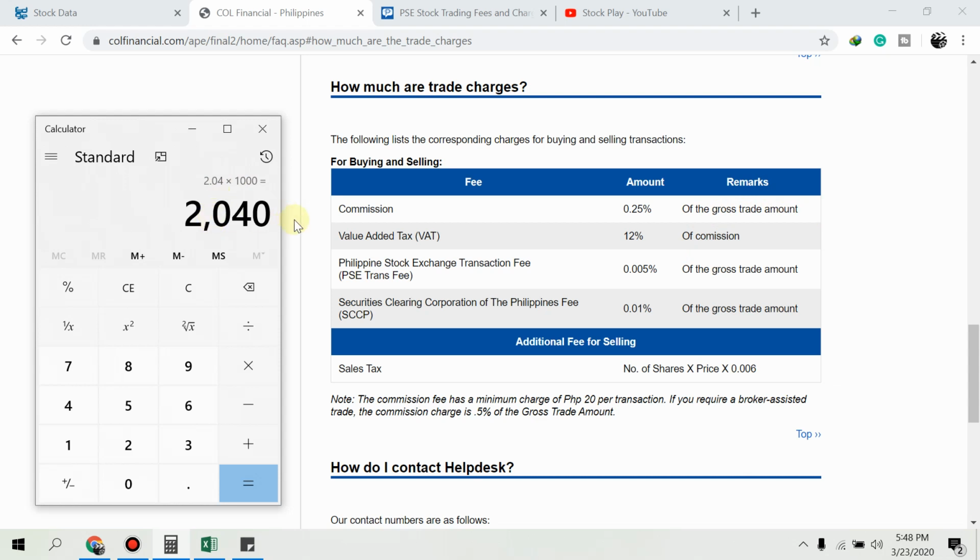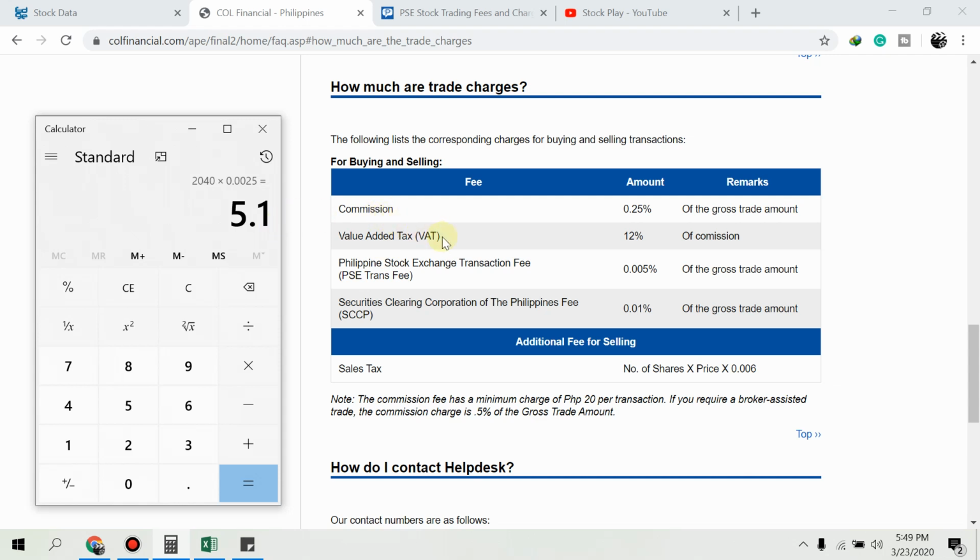So, paano natin makukuha si commission or si broker's commission? So, 2,040 pesos multiplied by 0.25%. So, guys, wag kakalimutan pindutin yung percent symbol, then equals. So, for commissions fee, we have 5.1.